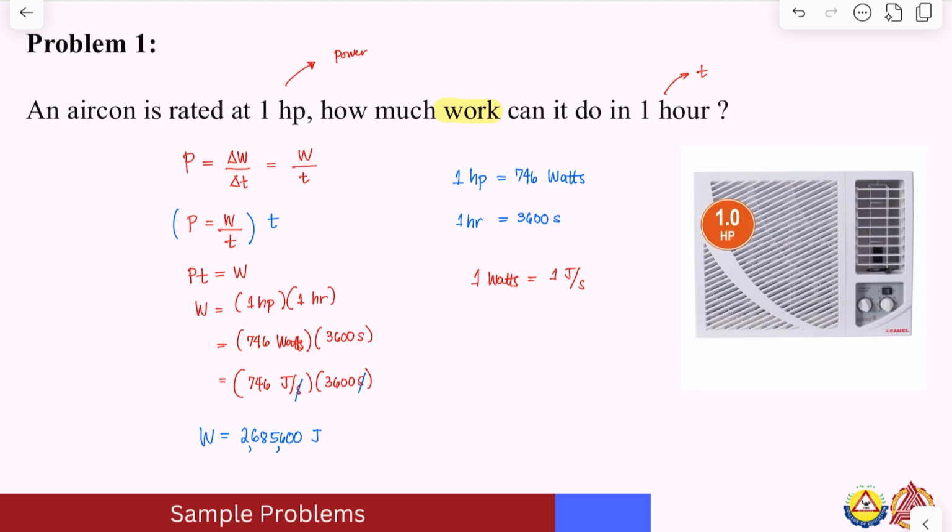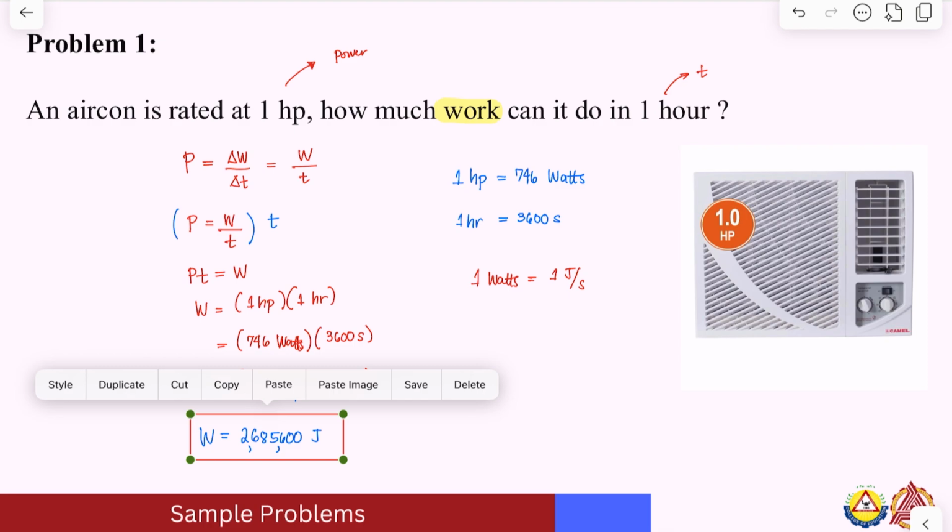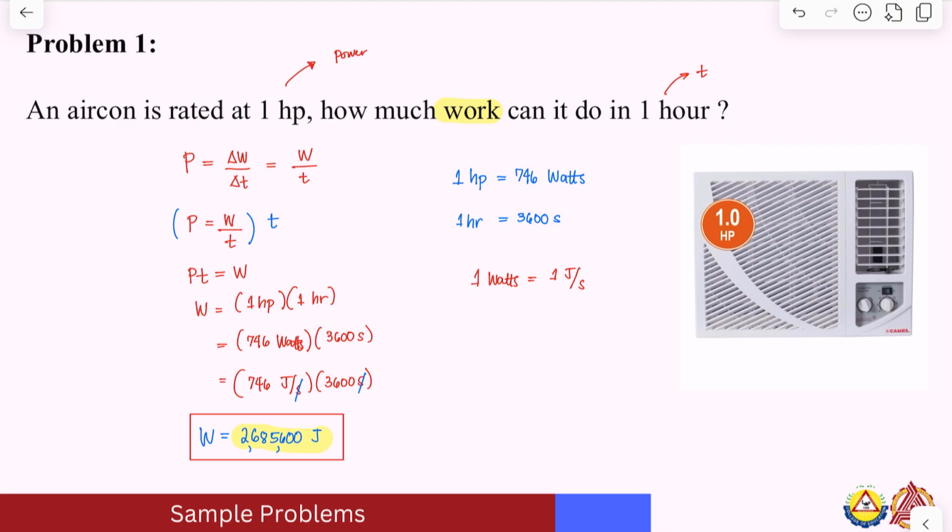Now we will relate later what this means, but in simple terms, this is the work, class, that your aircon is doing in removing the heat in your room. That is a big amount of work, 2,685,600 joules. Okay, so this is how you manipulate power. I know it's not a very deep discussion on what power is or what it means when an aircon does this amount of power, but we'll relate this once we are finished with the discussion on energy, because it will all make sense when we will be talking about energy.